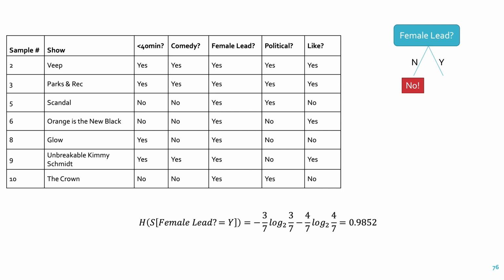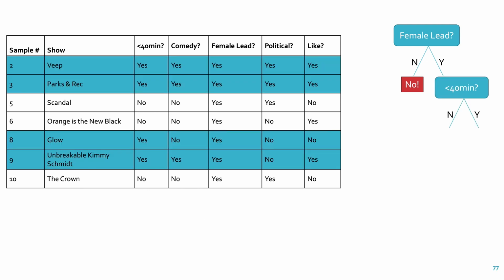Why are we calculating this again? Because when we start working with information gain as we continue to split, we don't really care about the entropy of the whole set anymore, because there are those 3 samples on the left that we have nothing to do with anymore. Our new entropy at the beginning of the information gain equation is going to be this one, the one where we're dealing only with the subset of the data where female lead equals yes. We're all done on the left side, but we can split on the right side.